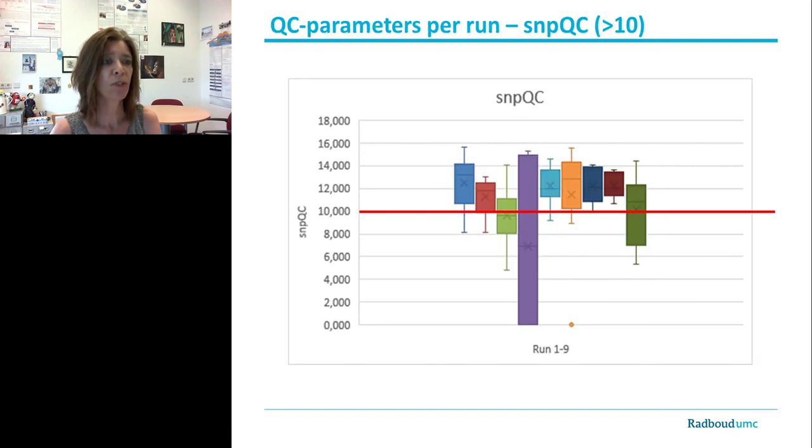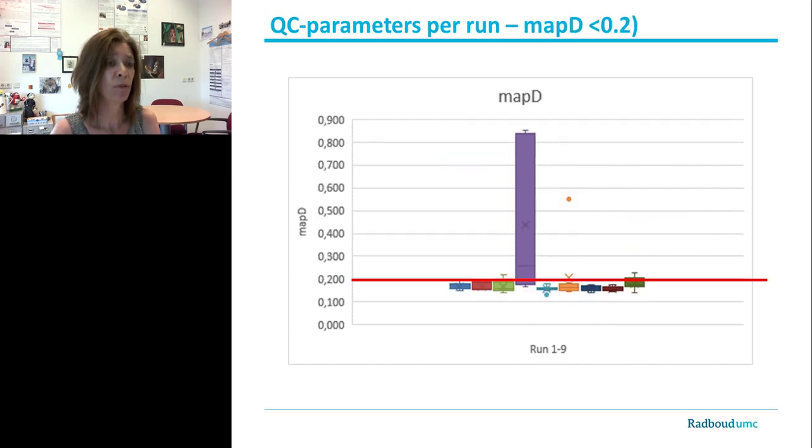So these are the results from the 9 different runs that we performed in our lab. This is the SNP QC value. As you can see here, it should be larger than 10. The majority of the runs were fine. Only run 4 had quite poor results, but all other runs were above 10.